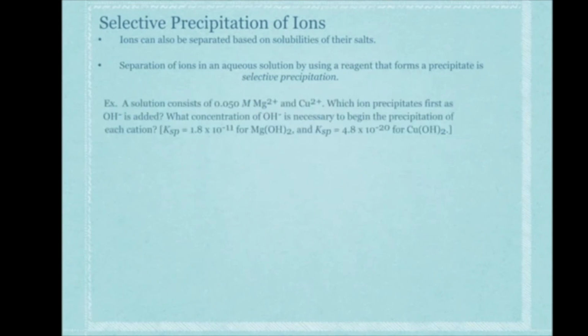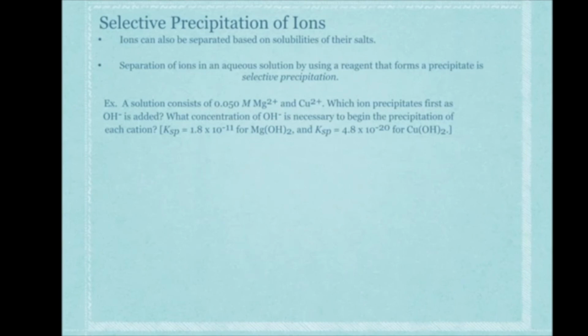So if we look at this problem, we're given magnesium ions and copper ions. It asks which ion is going to precipitate out first with hydroxide. So what we need to do is calculate the concentration of OH that's needed to precipitate out each of these cations. The one that requires the least amount of hydroxide is the one that's going to precipitate out first, because as I slowly add hydroxide, one will precipitate out before the other one will.